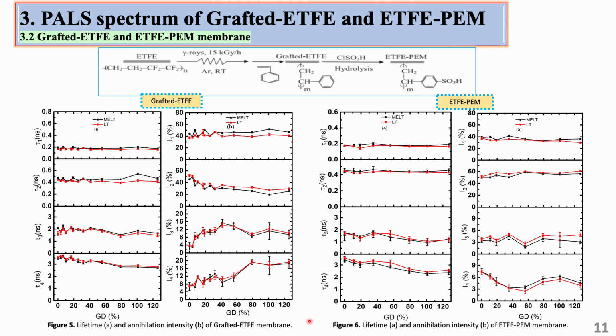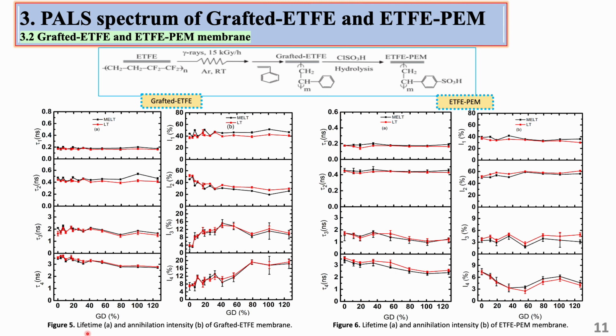Where do grafted ETFE and ETFE PEM materials come from? The original ETFE sample is irradiated and placed in a styrene solution for co-irradiation grafting reaction. The resulting product is called grafted ETFE membrane. Then the grafted membrane is soaked in a chlorosulfonic acid solution until the sulfonation reaction occurs. The sample obtained after the reaction is ETFE PEM.